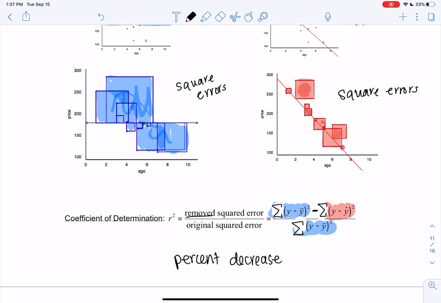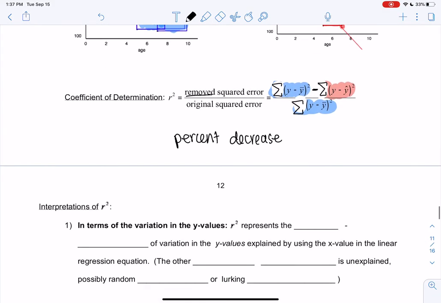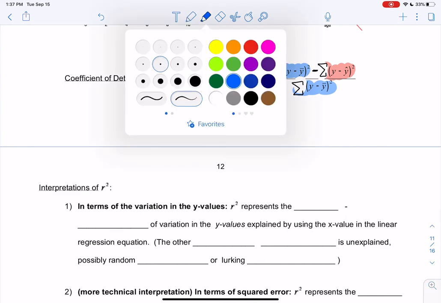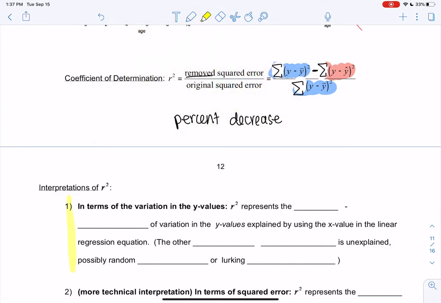But the calculator gave us that number, so we're going to focus on interpreting it, right? We don't need to know how to do these crazy formulas. We need to know how to interpret things. So I'm going to give you two interpretations. I prefer the first one. It's a little bit more everyday language.